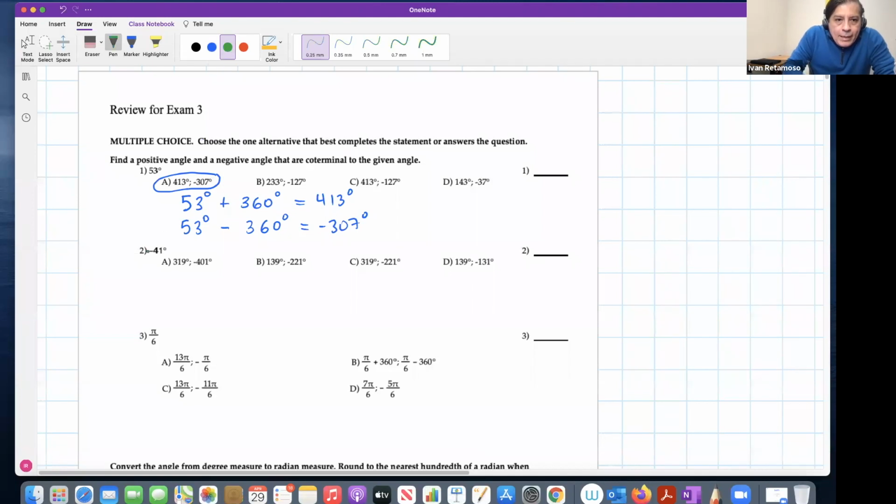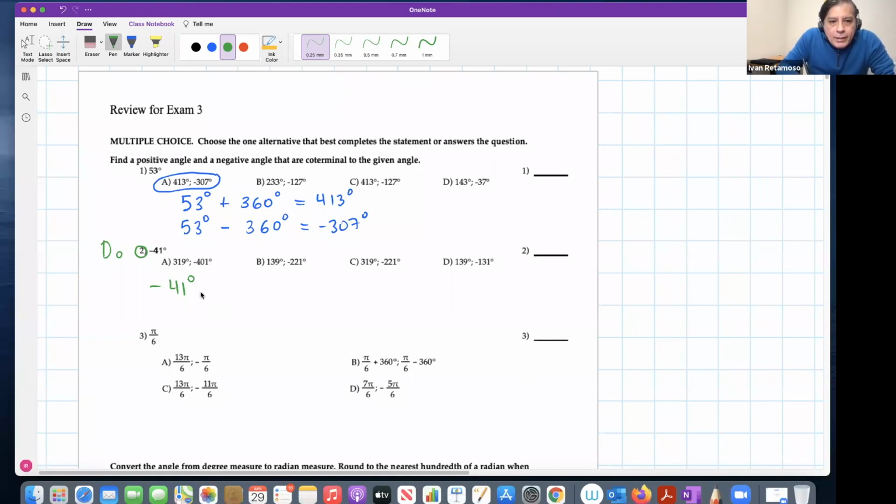Good. Now, as practice, can you try number 2? Do this, guys. Generate a positive coterminal angle and a negative coterminal angle. If you don't see the angle well, it's negative 41 degrees. I see students readily posting answers. Very good, Mamadou. Very good. Excellent.